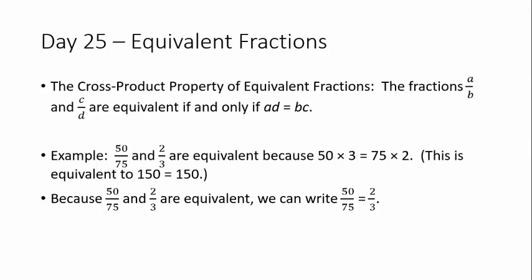Here's an example. 50/75 and 2/3 are equivalent. When we multiply 50 and 3, we get 150. When we multiply 75 and 2, we also get 150. Because of this, we know that these fractions are equivalent. Once we know that fractions are equivalent, we can join them with an equal sign, as you can see in the bottom line here.